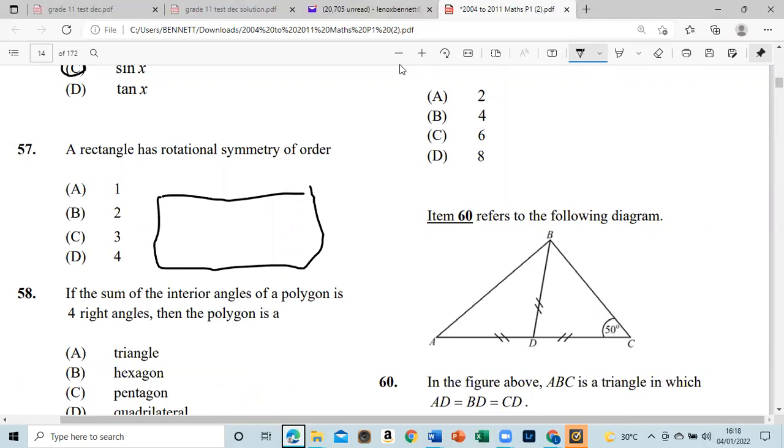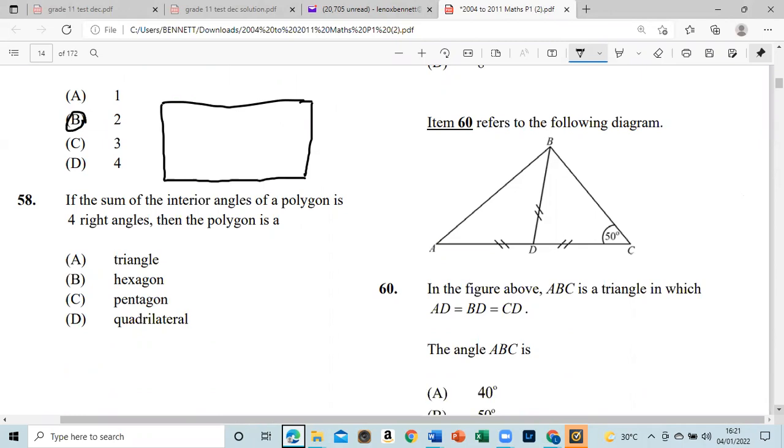Alright, so this is a rectangle. Guys, I didn't understand that question, but I went on Google. It means that, for example, if I rotate it by 90 degrees, then something will fall out of place. But if I did it by 180, so it's actually 2 times. I was not taught that in grade 7. Too many things to learn.